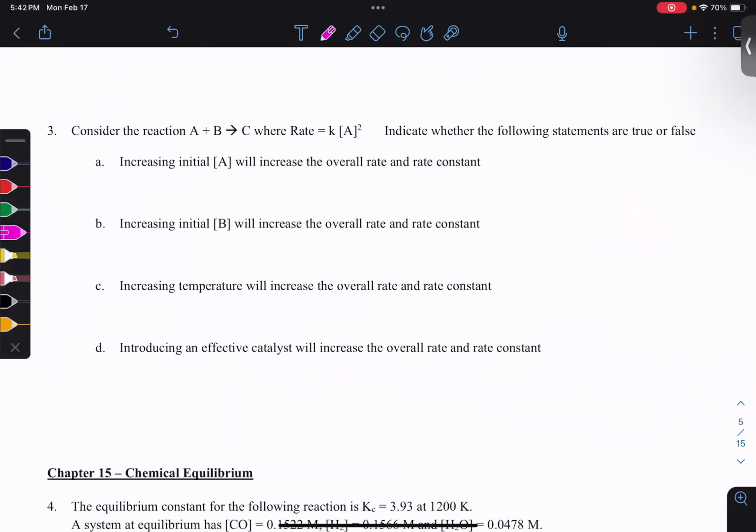Okay, was this chapter 1 or midterm 1? I'm not sure. All right, let's just look at this reaction. We have A plus B goes to C, where the rate law is rate equals the rate constant times the concentration of A squared. So it looks like this is a second order reaction. Indicate whether the following statements are true or false. Half of this question is actually midterm 1, but I think this question scored very poorly on the midterm, so it's probably good to go over it.